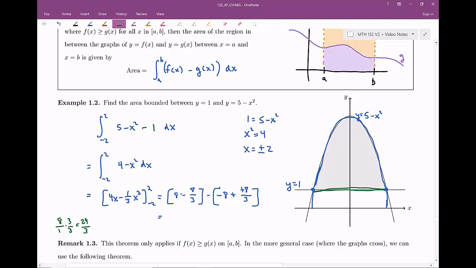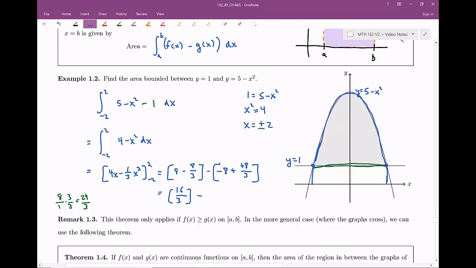So 24/3 minus 8/3, that's going to be 16/3. And then I subtract away, and here I have negative 24 thirds plus 8 thirds. So that's going to be negative 16 thirds. So let's see, 16 thirds minus a negative, so that's going to be plus another 16 thirds. That's going to be 32 thirds when all is said and done. So the area bounded between these two functions is going to be 32 thirds.